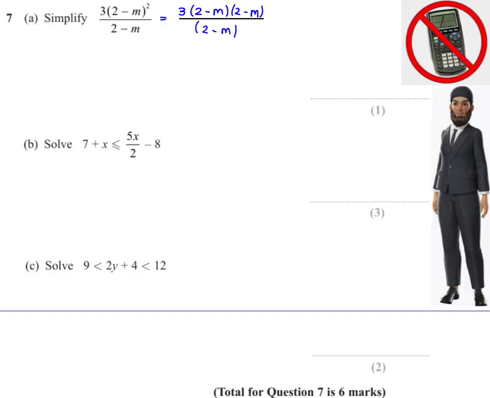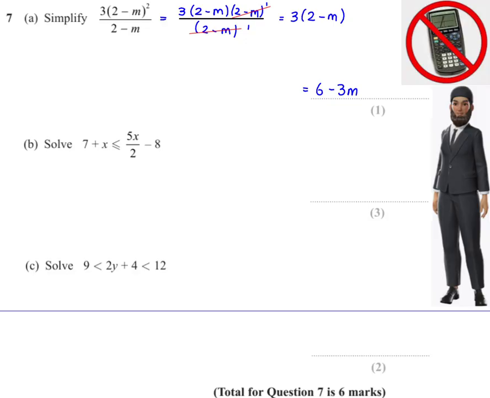And then what we'll do, we'll cancel it down. You can clearly see this is the same as this. And then what you'll do, you'll have what's the leftover. That would be 1 over there, that would be 1. You'll end up with 3 lots of this bracket, which is 2 minus m. And we clearly know that 3 times 2 is 6, and 3 times minus m is minus 3m.